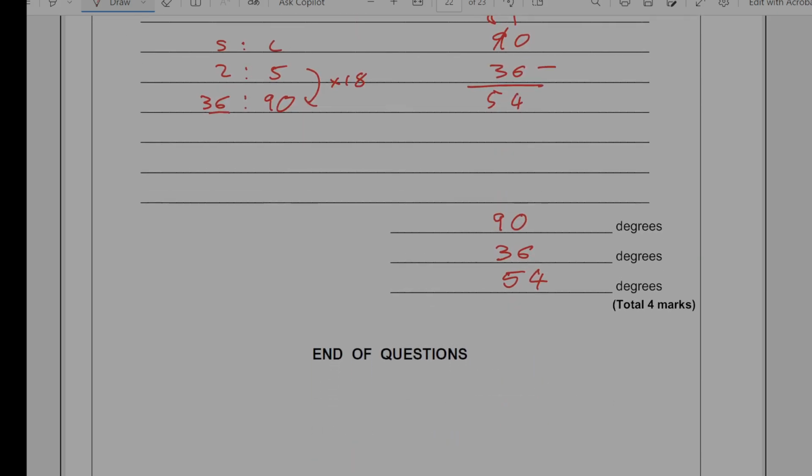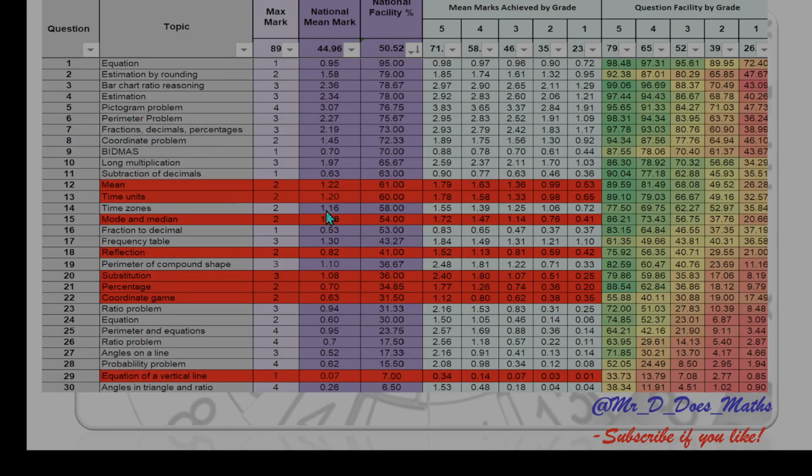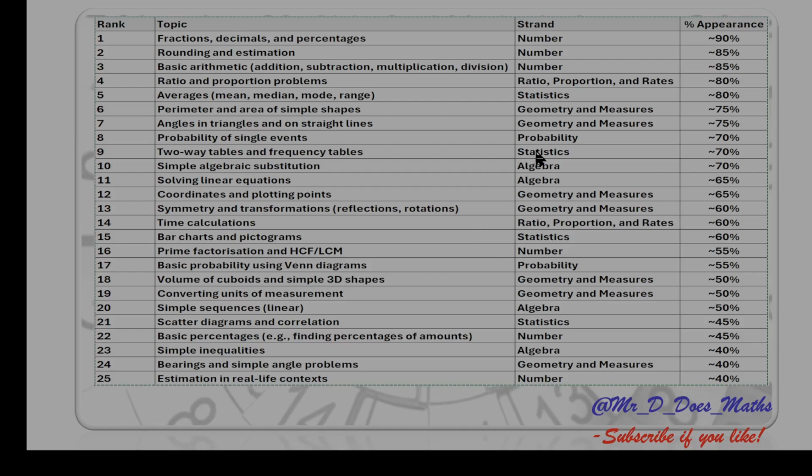Okay, and that brings us to the end of the paper. So I'm going to bring up that Q&A again. Okay, so again, I hope you found that paper useful. Maximum mark for that was 89, and those are your rough grade boundaries. The numbers have been truncated so that they've had the decimals cut off, but you can take that as your rough grade boundaries for the paper. I hope you found that useful. And again, I'll just bring up that rough topic appearance.